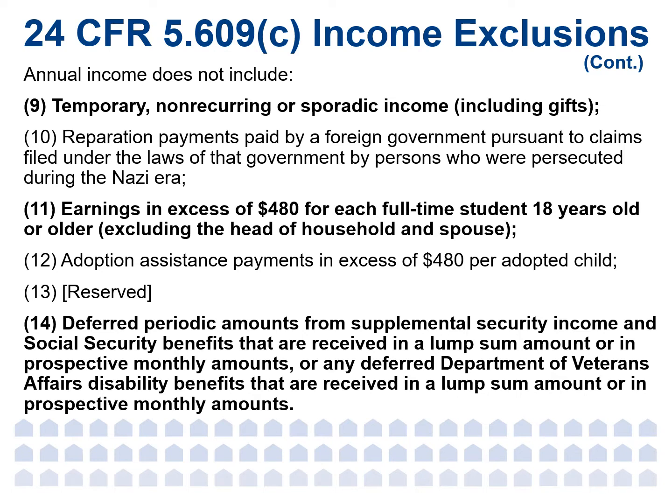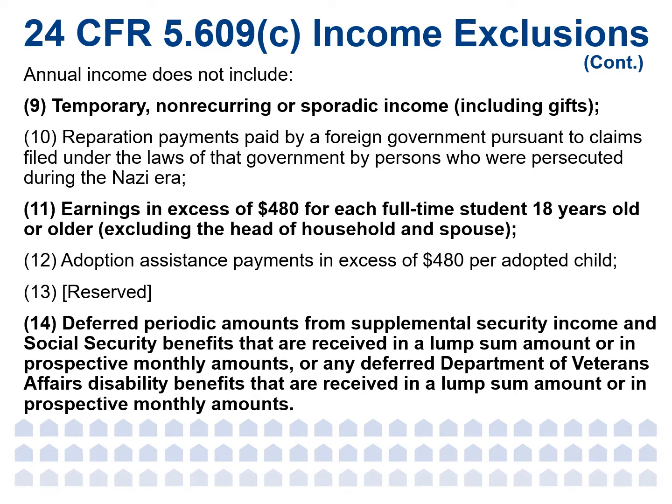Number 11, if there is a full-time student 18 years old or older in the household who is not the head of household or their spouse, only $480 of their annual income is counted. The rest is excluded. Another income exclusion we often see is number 14.